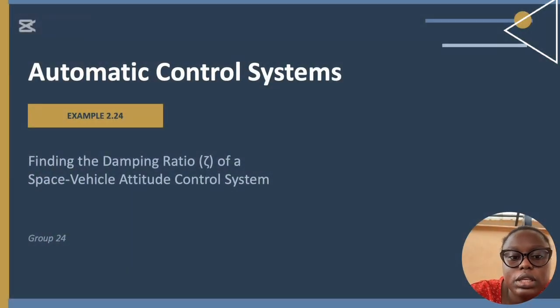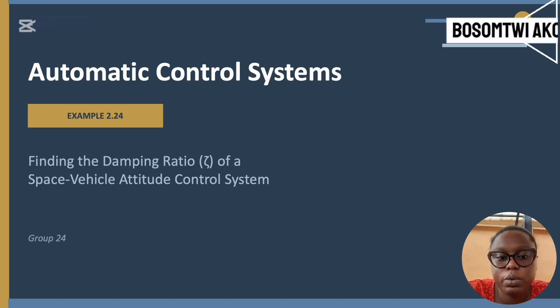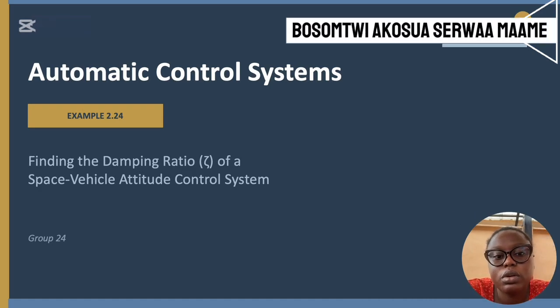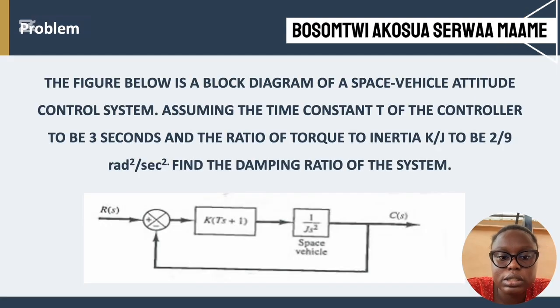Hello everyone, in this video we will be explaining the concept of automatic control systems, and then we'll use an example, that is example 2.24, to solve this problem. It states that we should find the damping ratio of a space vehicle attitude control system. The goal is to assume that the time constant of the controller is 3 seconds, and the ratio of torque to inertia to be 2/9 rad squared per second squared. So we are supposed to find the damping ratio.